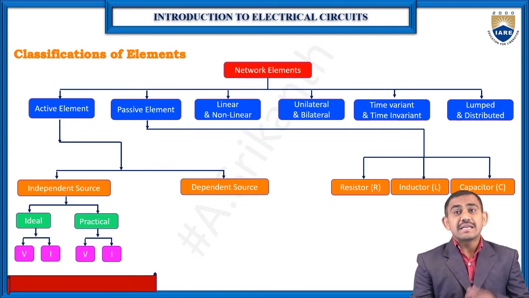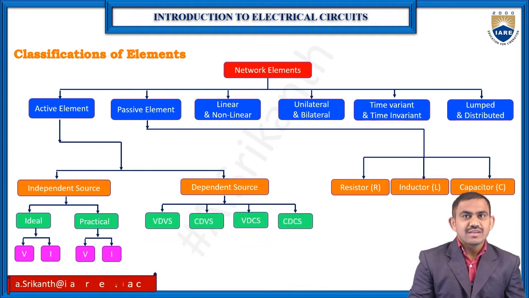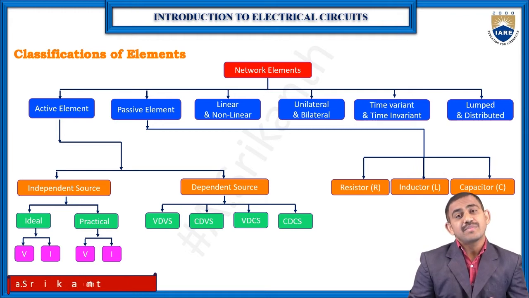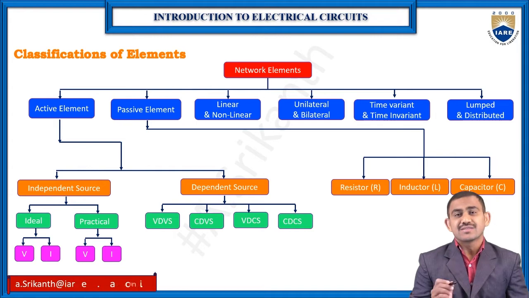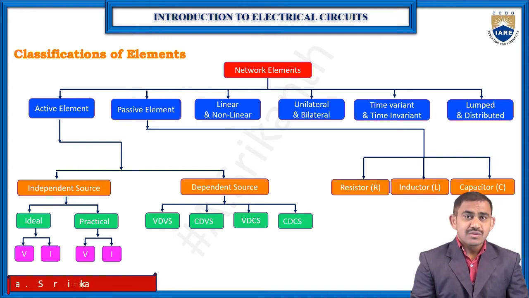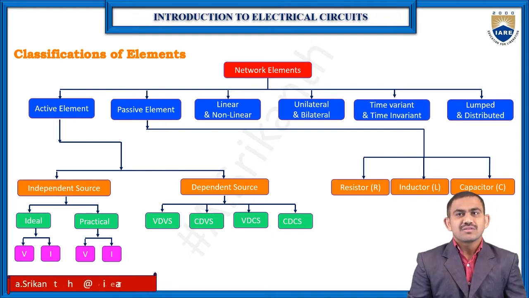The same thing for dependent sources. Dependent sources also have four types. Here we have voltage dependent voltage source, current dependent voltage source, voltage dependent current source and current dependent current source. In independent sources we have four types. Those are ideal voltage independent source, ideal current independent source, practical voltage independent source and practical current independent source. So these are some different types of elements. Now we'll discuss one by one.